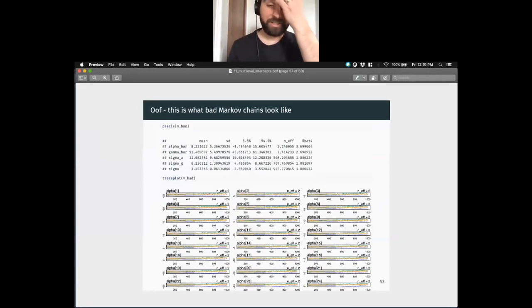So that's a pathological chain. If you see this, do not use that model. Reparameterize it. Think about what's going on. In this case, my priors are too broad, and it might be the case that it's very difficult for the model to estimate that as an intercept term rather than as a slope term, because it's hard to find information about where it should be.